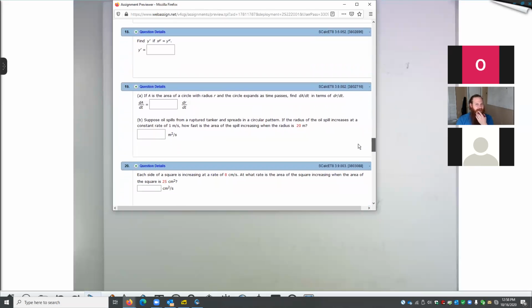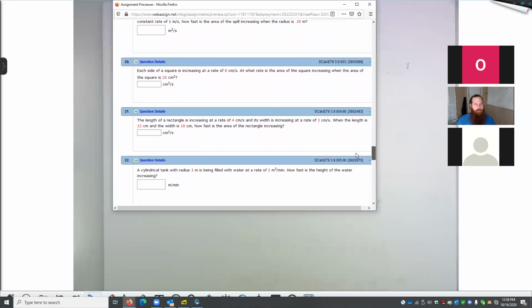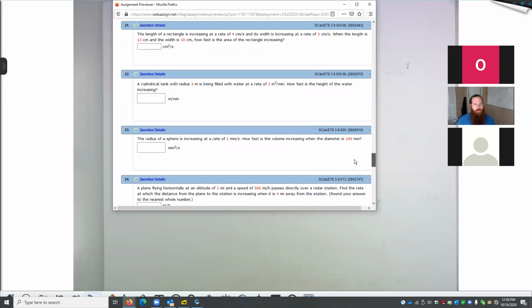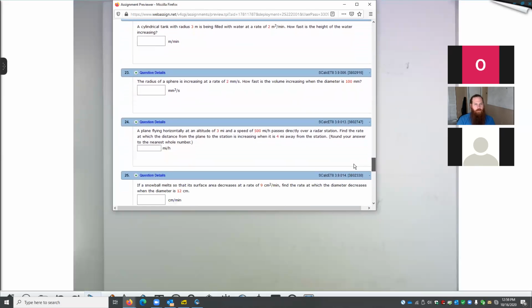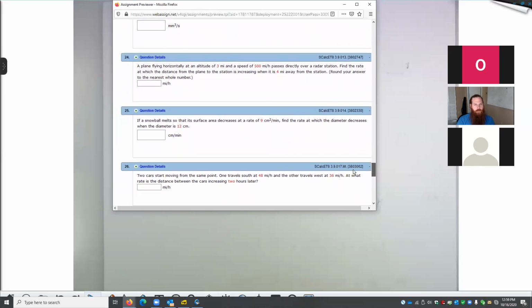Question 18 there is a lot of fun. 19 we did last time. 20 is a special application of 19. Cylindrical tank, radius of a sphere, plane flying horizontally. Let's do something that has to do with some trig.